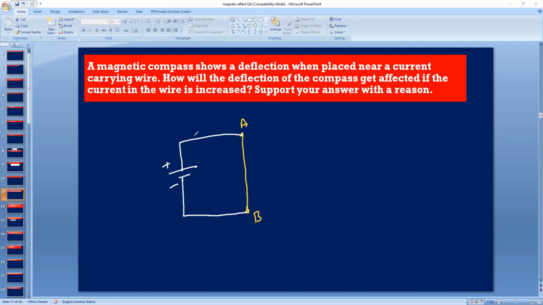Now, assume that current is flowing through the conducting wire from A to B. Place a compass needle. Then the compass needle gets deflected, it is rotating. If we increase the current in a wire, the deflection also will be increased. The magnetic field area also will be increased. Fluctuations also will be increased, and the area of the magnetic field region also will be increased. These answers have to be given.